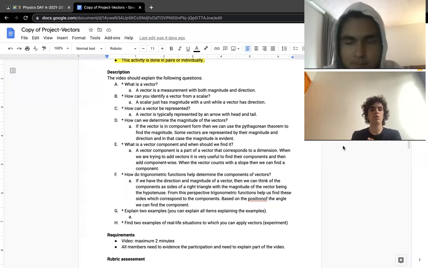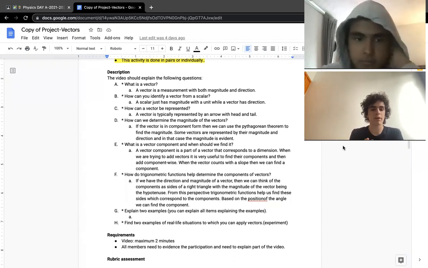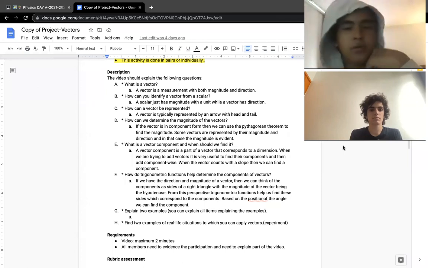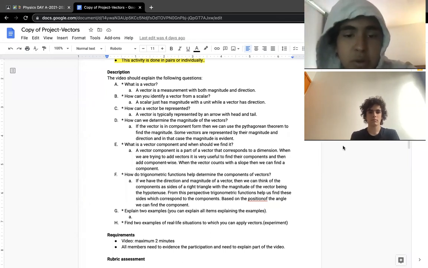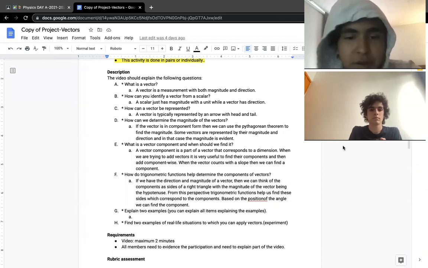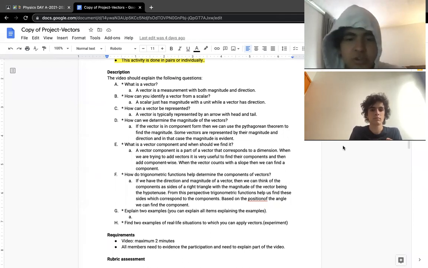We're going to explain to you what is a vector and how to measure a vector. So first off, what is a vector? A vector is a measurement with both magnitude and direction. How can you identify a vector from a scalar? A scalar just has magnitude with a unit, while a vector has direction.